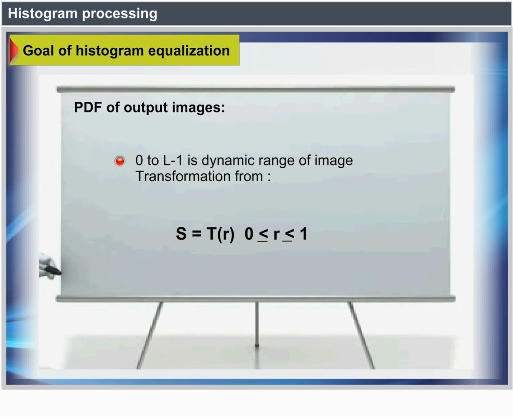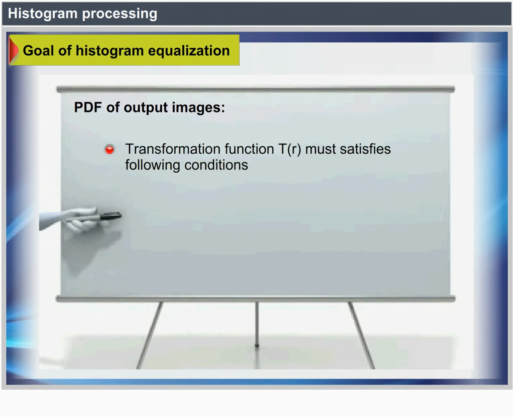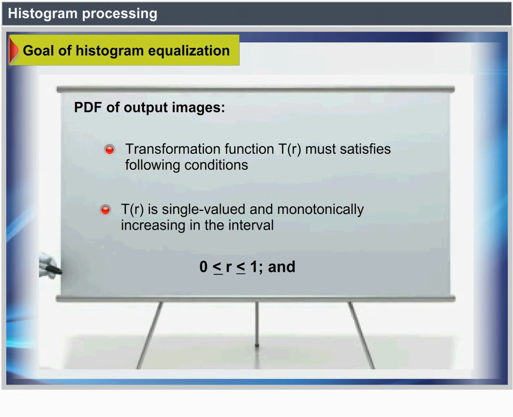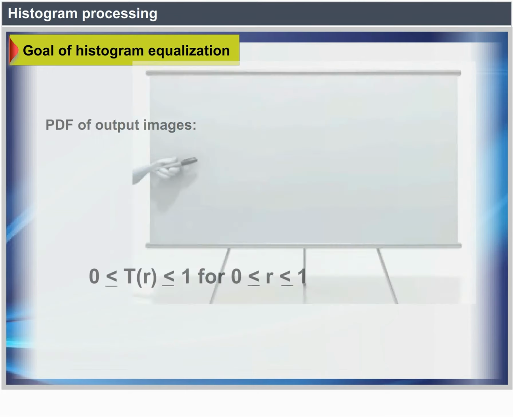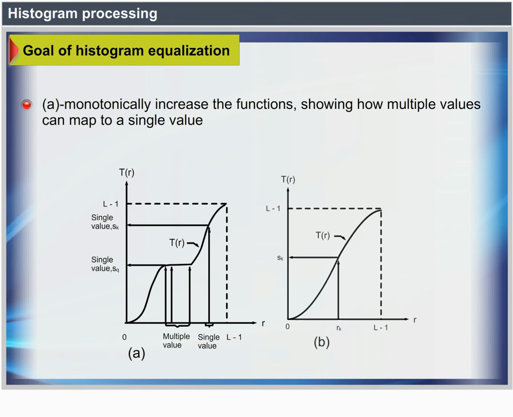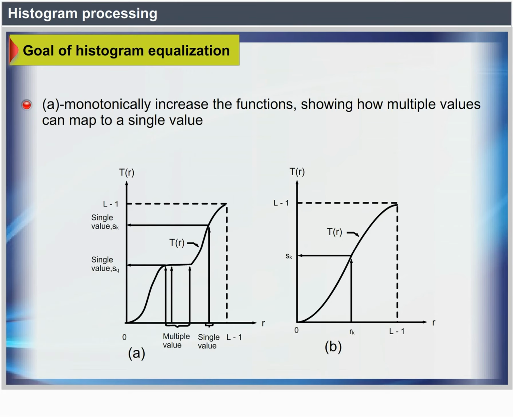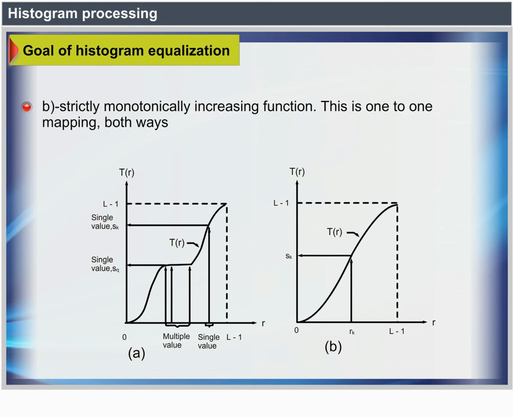Below figure says that monotonically increasing functions showing how multiple values can map to a single value. Strictly monotonically increasing function. This is one-to-one mapping both ways. The inverse transformation function can be defined as R equals T raised to the power minus 1 of S, where S ranges from 0 to 1. Probability density function of transformation can be written as shown on the screen. In these equations, PS of S and PR of R are known as probability density functions.